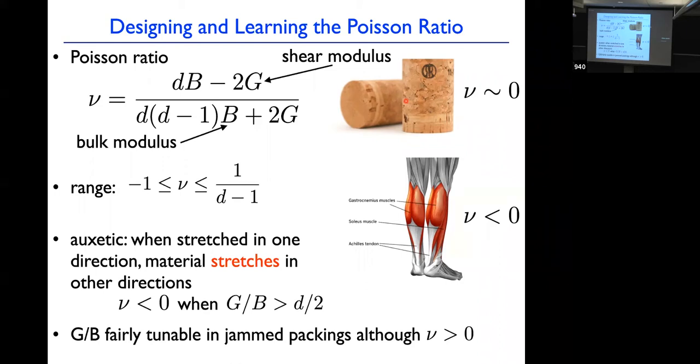So a rubber band, right? You stretch it out this way, it gets thinner that way. That's a positive Poisson ratio. If you stretch it out this way and it also stretches out in the orthogonal directions, that's a negative Poisson ratio. And its linear response is directly related to the ratio of the shear to bulk modulus. Okay.